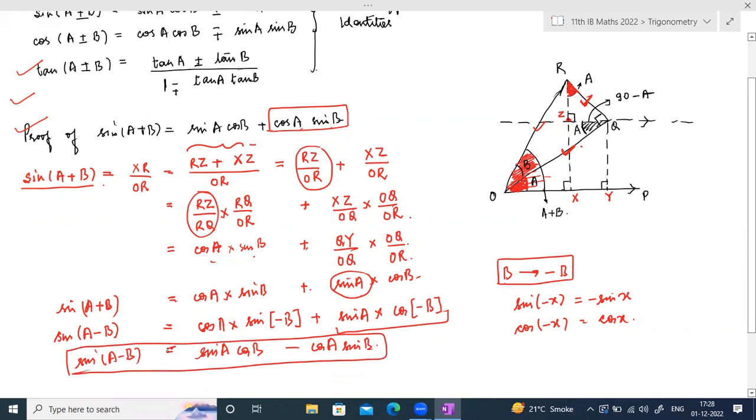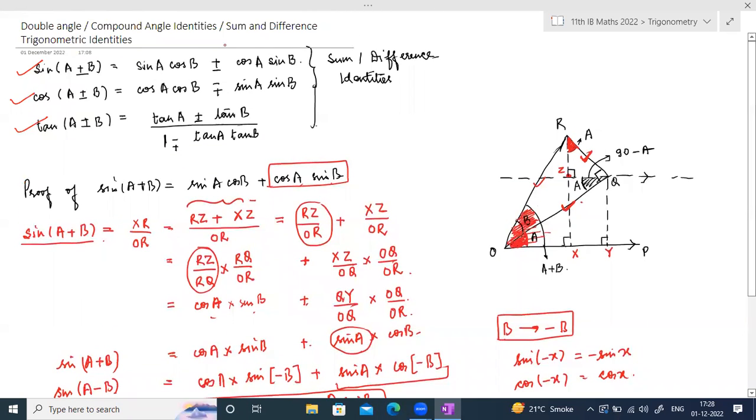The easy way to remember this is we need to have alternate sine and cos. Sine, cos, and cos and sine. A, B, in order. And if it is plus, then we also have plus here. If it is minus here, we have minus here. And there is a similar pattern in cos A plus B. It is cos A cos B and sin A sin B. If it is plus, then we have minus. If it is minus, we have plus.